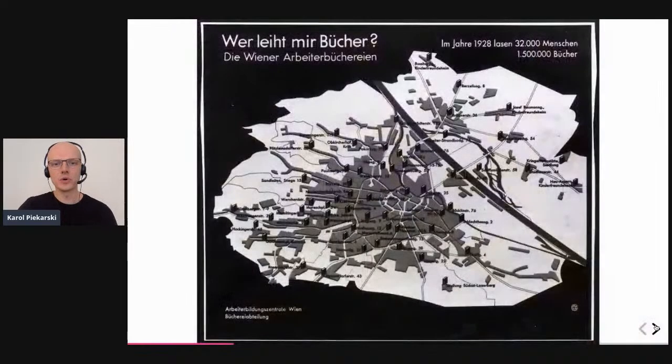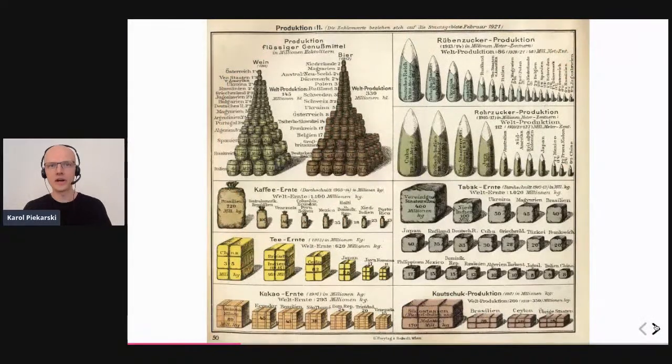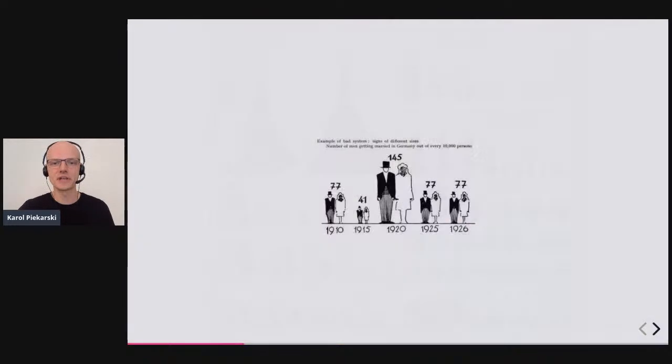And they also developed a method that was called the Vienna method, because way back before Isotype, if you wanted to compare different amounts of anything, you would scale down or scale up a particular product, as you can see in this visualization, and juxtapose it with other figures, and try to present the differences by scaling down or scaling up the figures. This is what it looked like. And on this visualization, this is the number of men getting married in Germany out of every 10,000 persons.